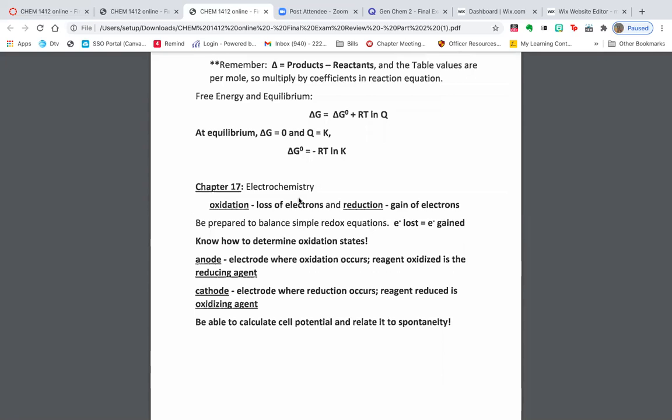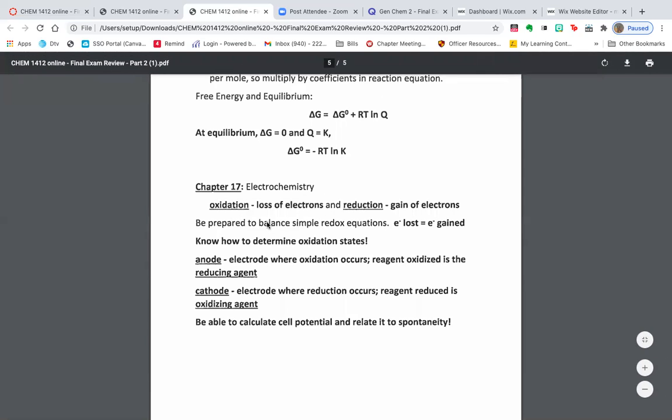Oxidation, loss of electrons. Oh yeah, and then redox reactions. Highly recommend you go do that. There will probably be 2. There could be 1, but it's going to be a multiple part problem. That's going to take up a lot of time if you don't know how to do it. And it's going to be a lot of points. I highly recommend you go look up how to balance a simple redox reaction.